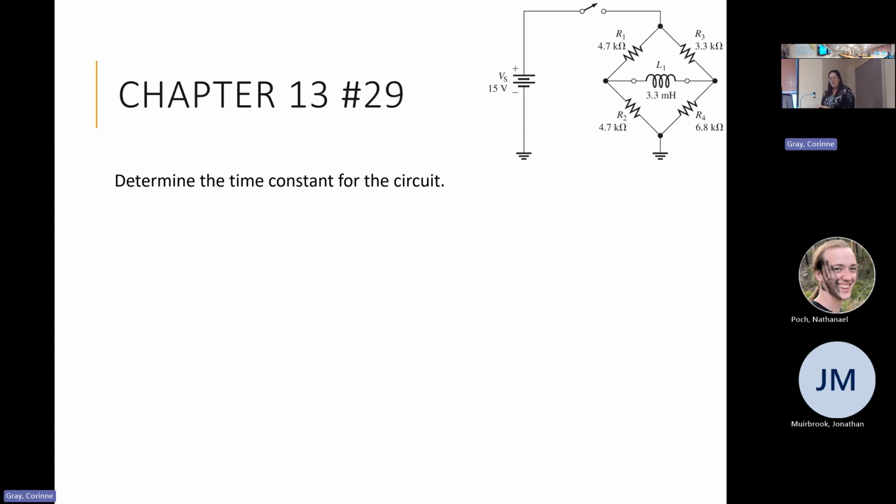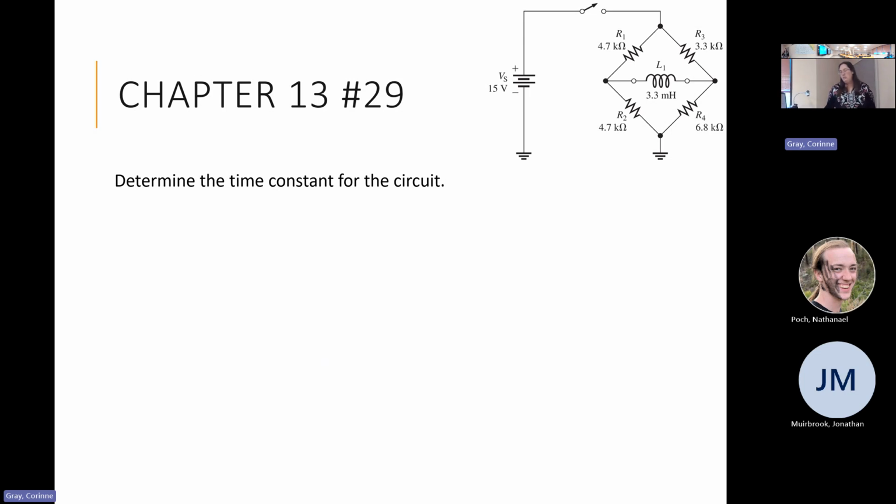So we want to determine the time constant for this circuit. I understand this looks like the Wheatstone Bridge, however, and I would like to talk about why we're doing it here. This is very awkwardly one of the very common ways that you can set up a Wheatstone Bridge. This is going to be one of the ways you can have those different sides interacting.